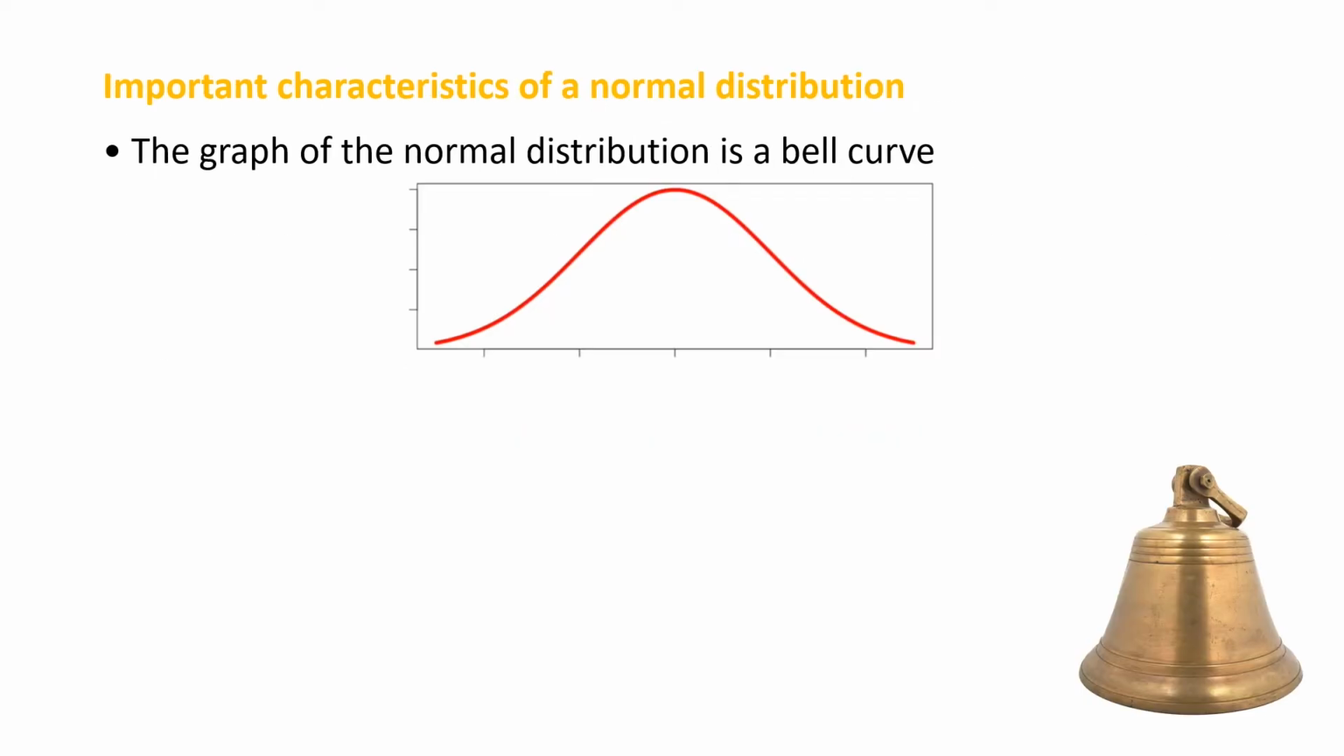So we need to look at the important characteristics of a normal distribution. The graph of a normal distribution, as you can see there, is what we call a bell curve. The reason it's called a bell curve is because it looks a bit like a bell. You're going to see this lots and lots. We're going to look at lots of bell curves over the next coming lessons. At this stage, we're just going to get our head around what it actually looks like. So don't stress too much about having to draw one.